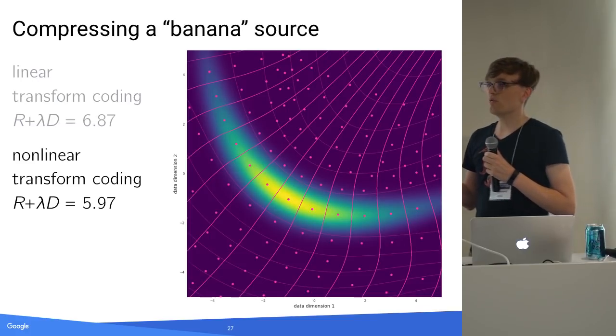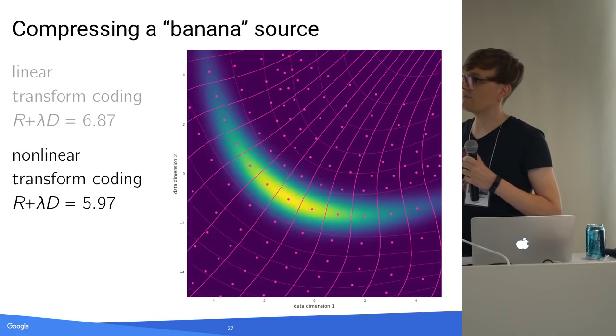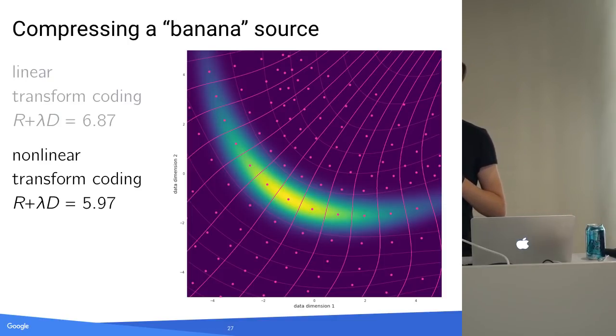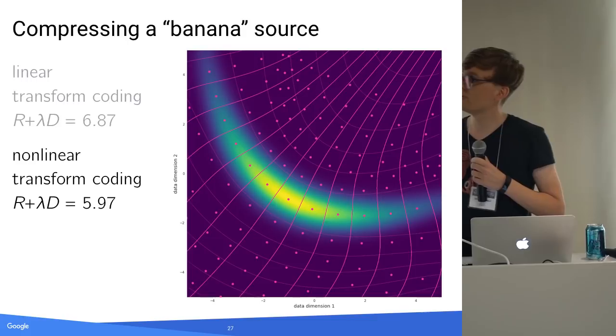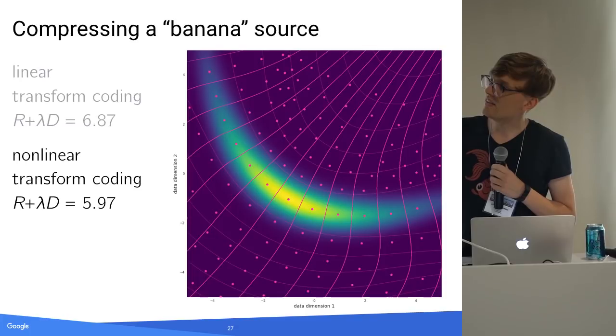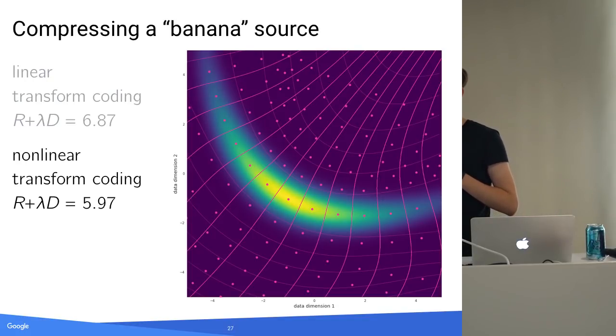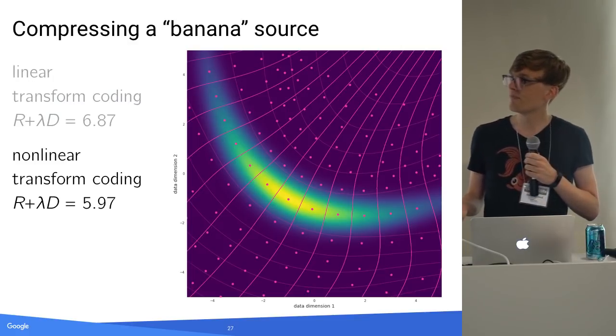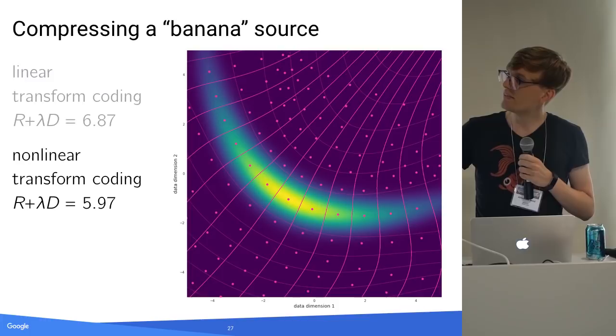And this is what you get when you lift that constraint. Now I'm going back to using a very small neural network instead of the linear transform. Two things happen here. One thing is that the cost, the rate plus lambda times distortion, went down from 6.9 to about 6. So it's gotten quite a bit better at compressing the source. The other thing you can see is that it's a lot more flexible. It has adapted much more to the data distribution. It's still a lattice, but the lattice is warped. It's almost like it shrink-wrapped the banana.